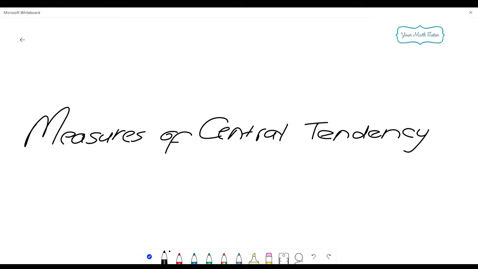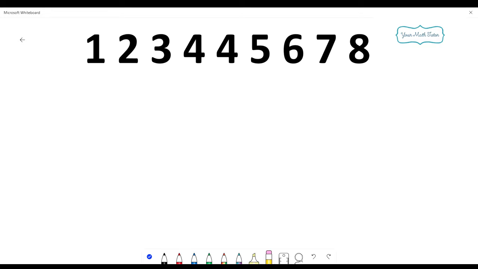We're going to be discussing the measures of central tendency that are used in statistics. The measures of central tendency are the mean, the mode, and the median. Say we're given a set of data, being 1, 2, 3, 4, 4, 5, 6, and 7.